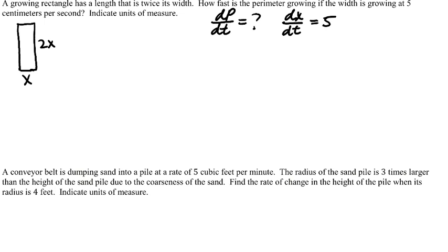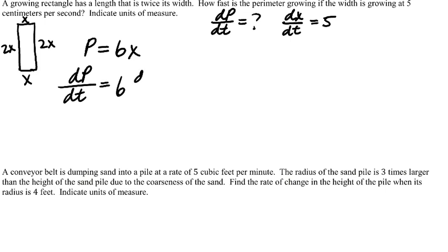All right, so I need some sort of formula for perimeter. So I know that if the right side is 2x, the left side will also be 2x, and the top will be x. So I can say 2, 4, 5, 6 x's makes up the perimeter. So perimeter is equal to 6 multiplied by x. All right. Now I'm going to take the derivative of that with respect to time. It's equal to 6 dx/dt. And I'm going to now substitute on dx/dt, and that's 6 times 5, which is 30.